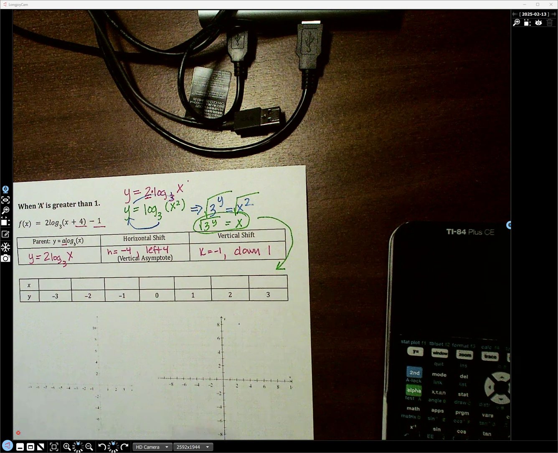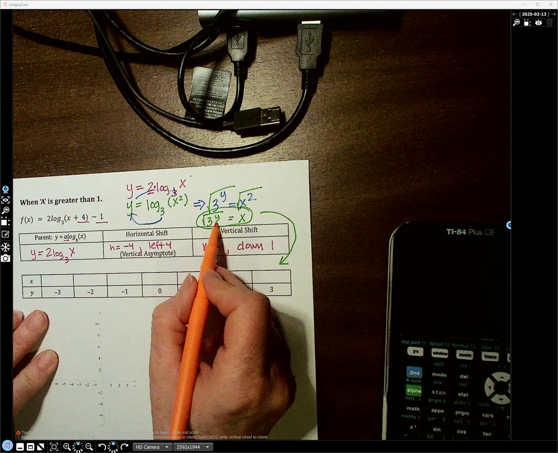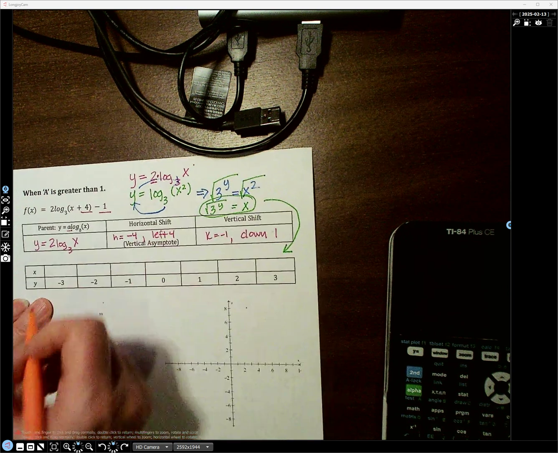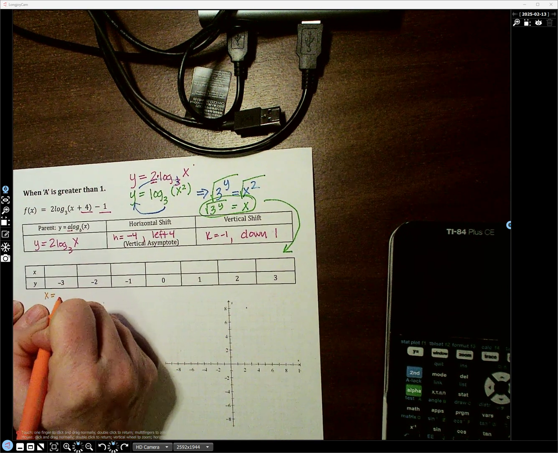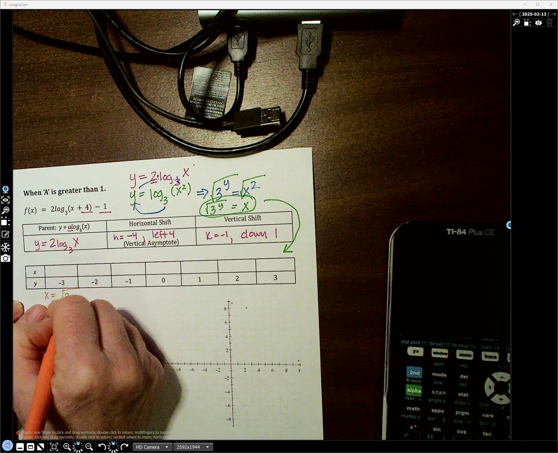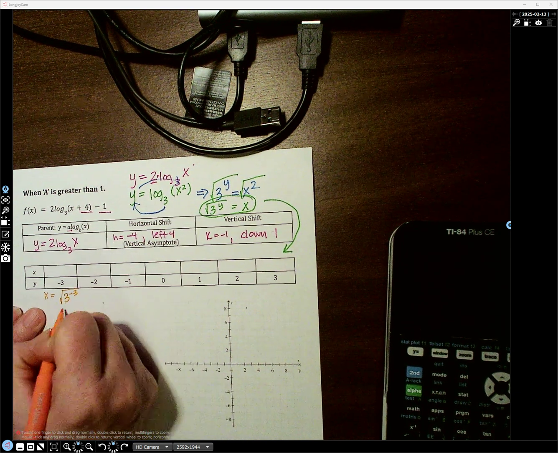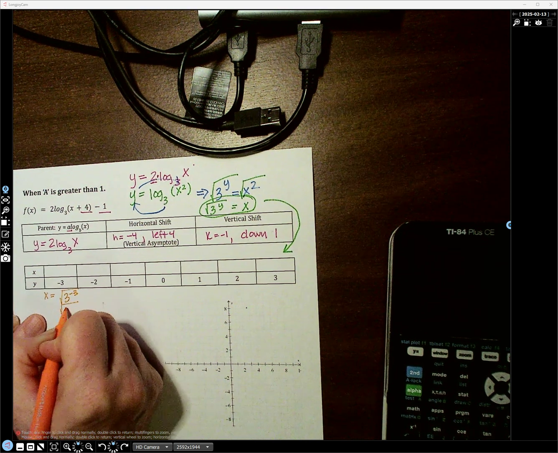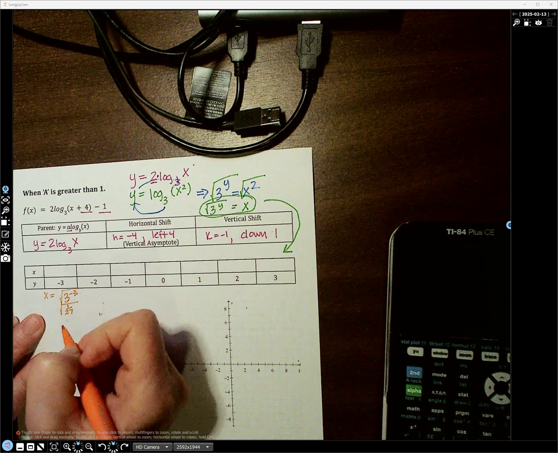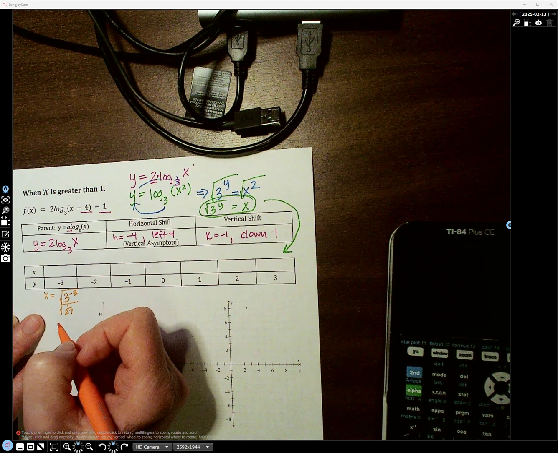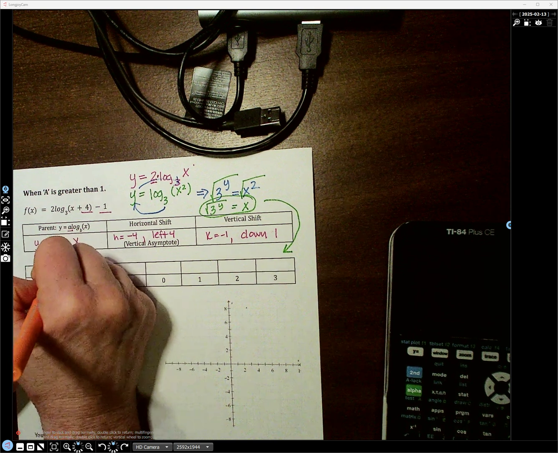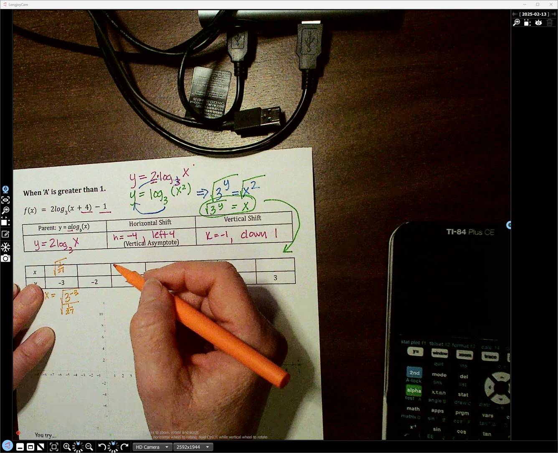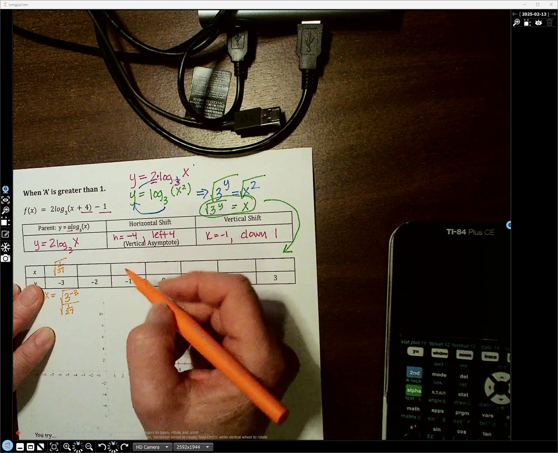And so, as I'm plugging in -3, let's plug in -3. We've got x equals the square root of 3 to the -3. Now 3 to the -3 is 1 over 27. Let's write that up there. The square root of 1 over 27, which is not easy for me to do, so I'm actually not going to plot that point. Okay, let's do number 2.